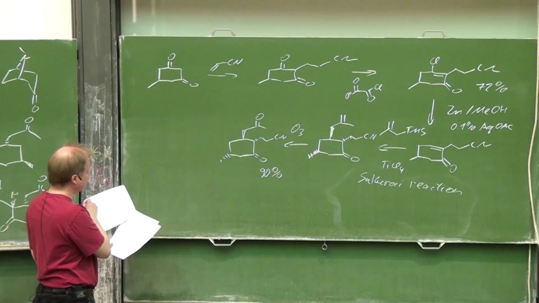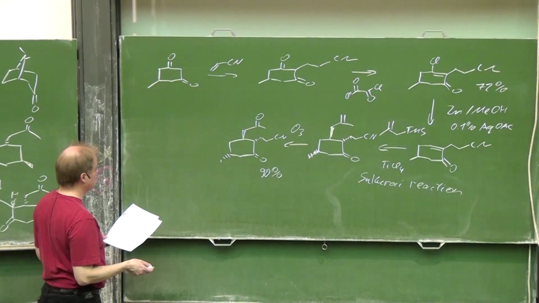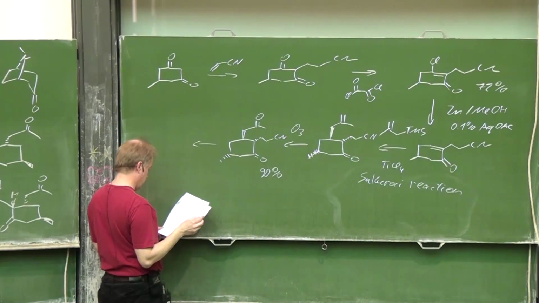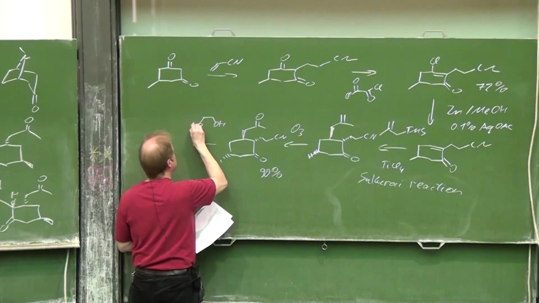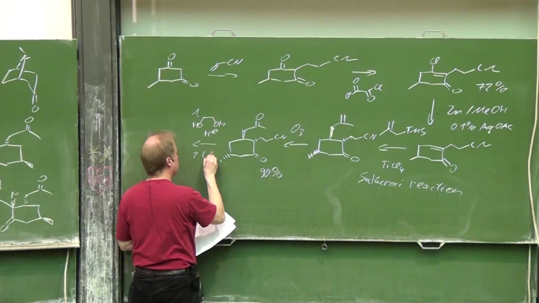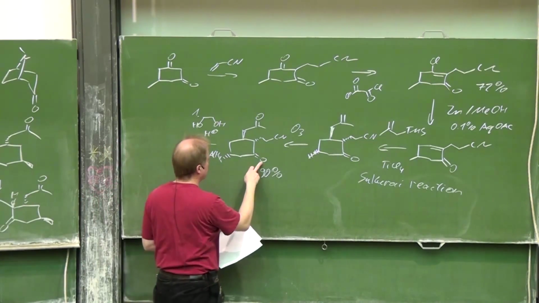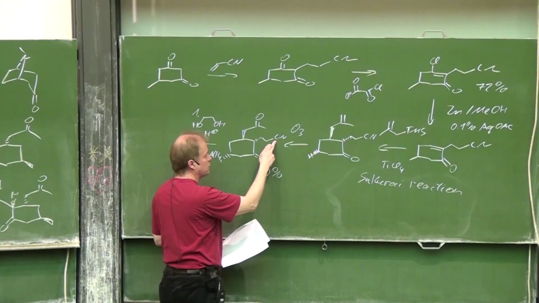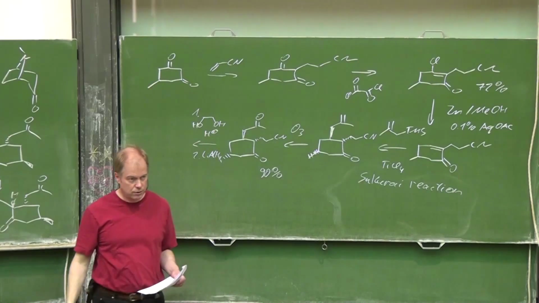So, let's have a look at a couple of steps more. Acetalization. Secondly, reduction with lithium aluminum hydride. Okay, acetalization to protect those carbonyl groups. Lithium aluminum hydride reduction of the cyano group will give the primary amine, of course.